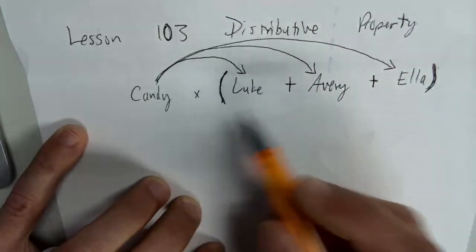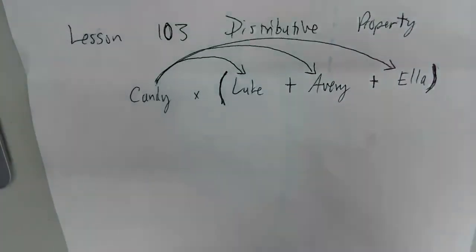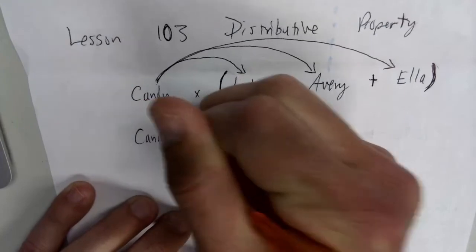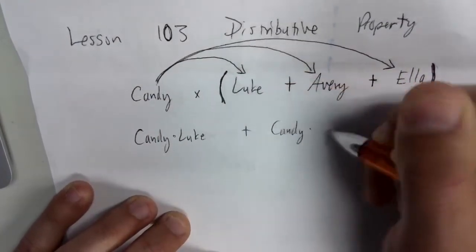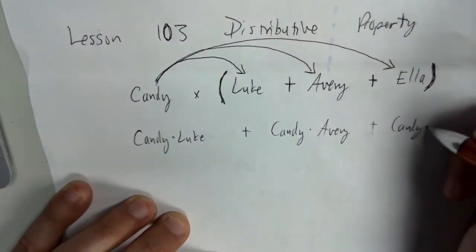Well, what we can understand this to mean in simpler terms, we can get rid of the parentheses by writing it this way. Candy times Luke plus candy times Avery plus candy times Ella.